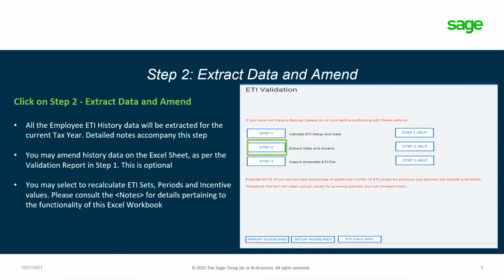Once the validation of the ETI setup and data was completed, you may continue to Step 2, Extract data and amend. All the employee ETI history data will be extracted for the current tax year. Detailed notes accompany this step. You may amend history data on the Excel sheet as per the validation reports in Step 1, but this is optional. You may select to recalculate ETI sets, periods, and incentive values. Please consult the notes for details pertaining to the functionality of this Excel workbook.